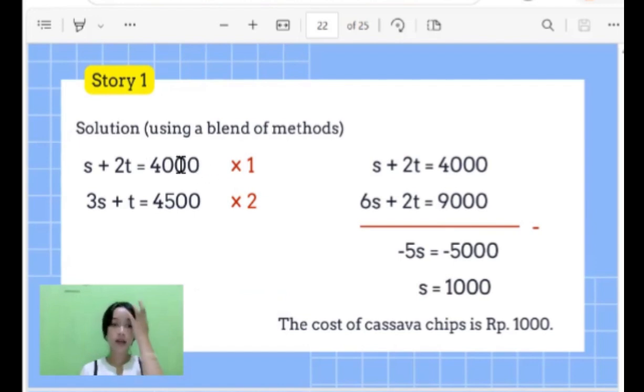First, eliminate one variable. I want to eliminate T, so I multiply the second equation by 2. So the second equation is 6S plus 2T equals 9,000. Now we subtract the equations. So this is minus 5S equals minus 5,000. We divide both sides by minus 5. So S equals 1,000. The cost of a cassava chip pack is 1,000 rupiah.